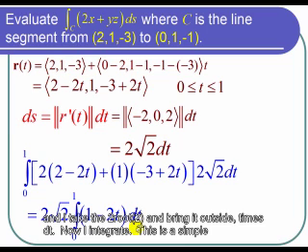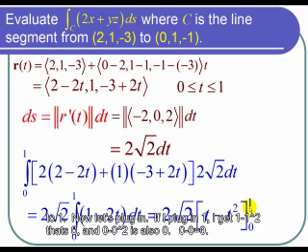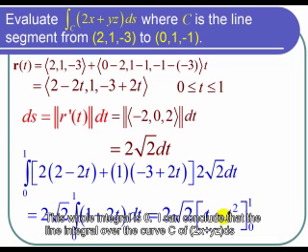So now I integrate. This is a simple integral. The integral of 1 is t, and the integral of 2t is t squared. So I get my 2 root 2 times (t minus t squared) from 0 to 1. So now let's plug in. If I plug in 1, I get 1 minus 1 squared. That's 0. And 0 squared is also 0. So 0 minus 0 is 0. So this whole integral is 0.